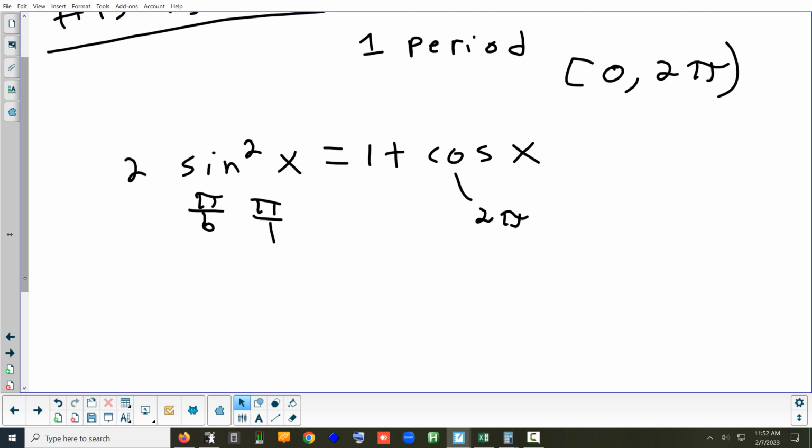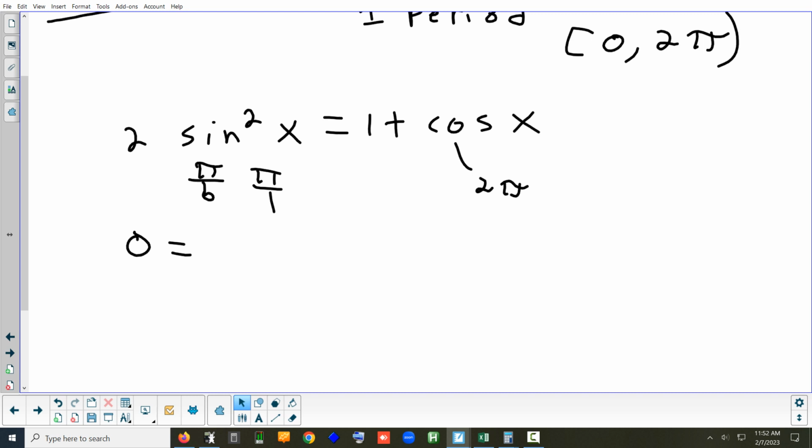Now, what term did I say I like to have positive? The squared one. Watch what I'm going to do, though. I'm going to bring everything to the right. You might be like, huh? I thought you wanted the squared one positive. I did. So just put everything on the right. So negative 2 sine squared x plus cosine x plus 1.